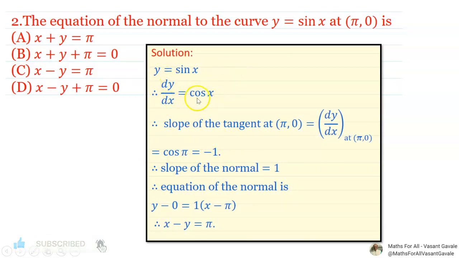Therefore dy by dx is equals to cos theta. Slope of the tangent at the point x is pi and y is 0. dy by dx at (pi, 0) is cos of pi. What is the value of x? Pi. cos of pi is -1. This is the slope of the tangent.